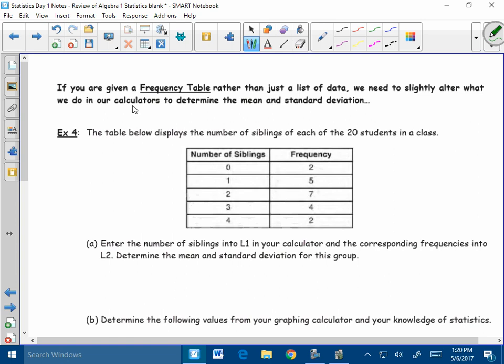Right, so we had to slightly alter what we do in our calculators to figure out the mean and the standard deviation. So it says the table below displays the number of siblings of each of the 20 students in the class. So I have the number of siblings, and then this represents the number of students in the class that actually had that number of siblings. So if I wanted to list out all my data points, right, there'd be like 2 kids that had 0 siblings, and then 3, 4, 5 students that had 1 sibling, and so on and so forth. Right, so instead of listing out all the data values, they organize them into this nice little table for us.